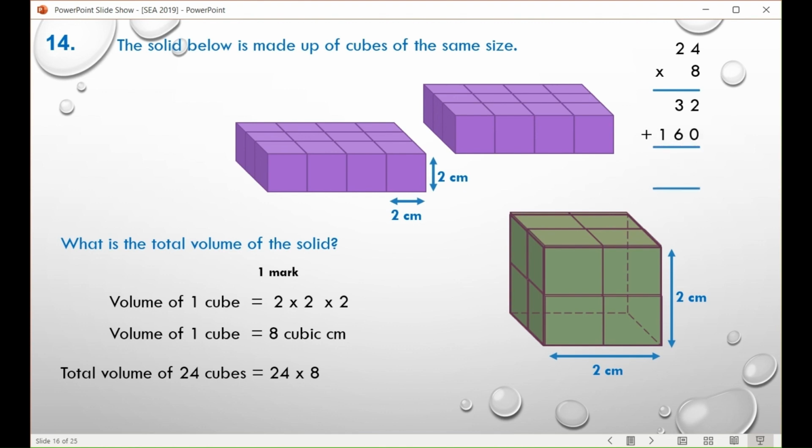And of course, we're going to add it up. And that will give us 2 and 0 is 2, 3 and 6 is 9, and 1. So 192. Therefore, the total volume of the solid is equal to 192 cubic centimeters or 192 centimeter cubes. They both mean the same thing.